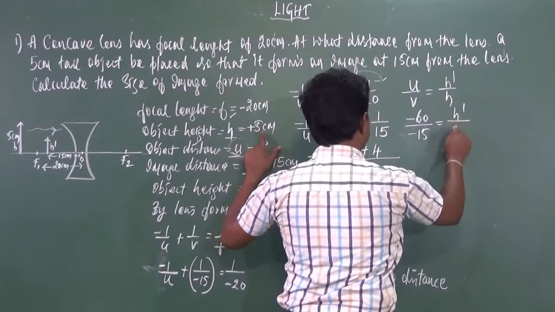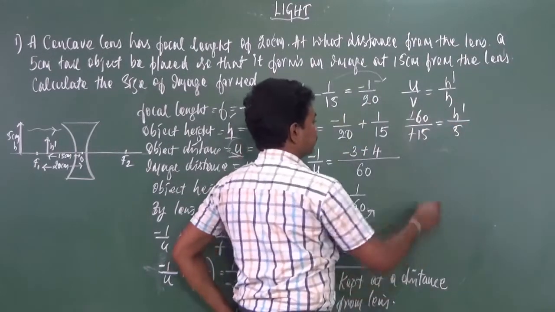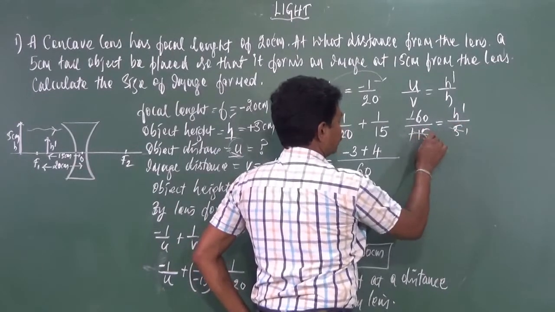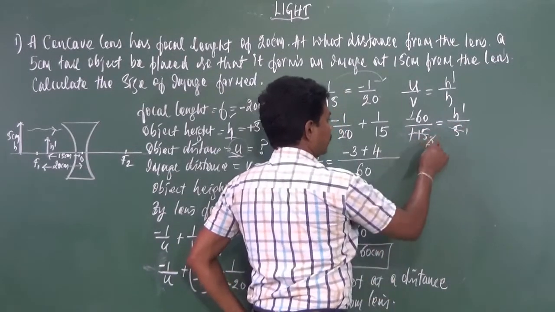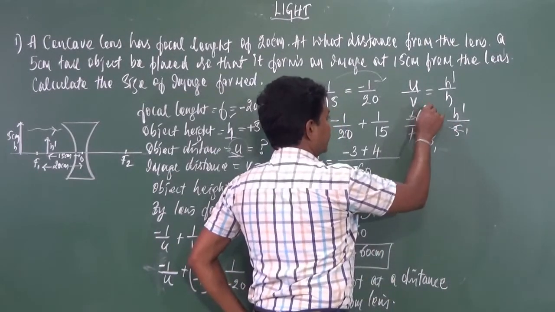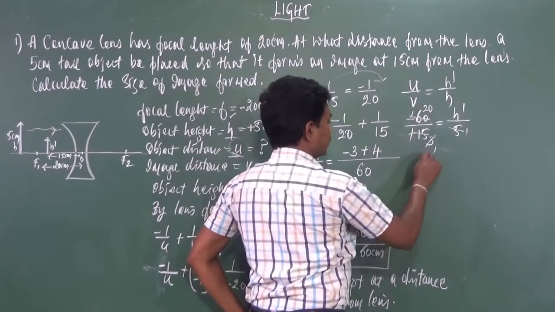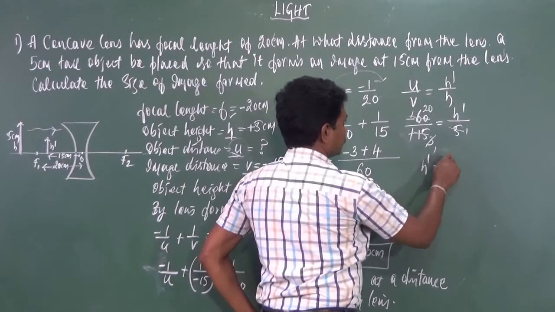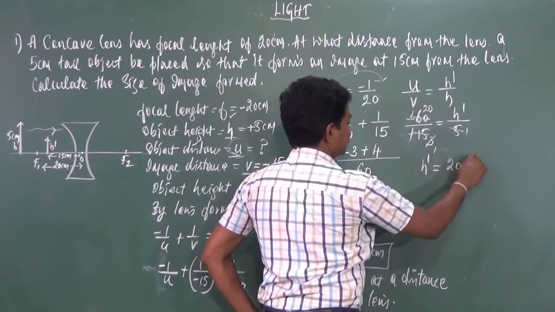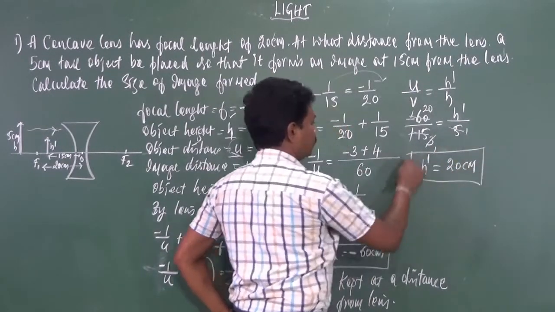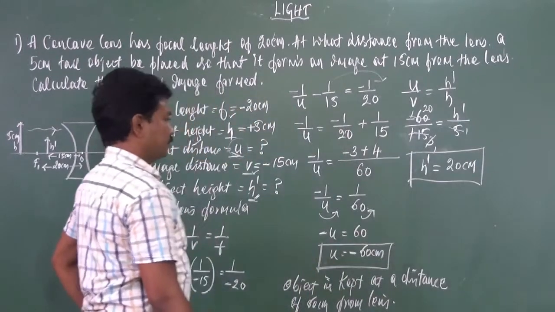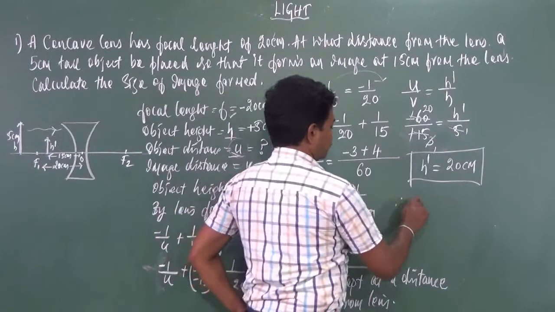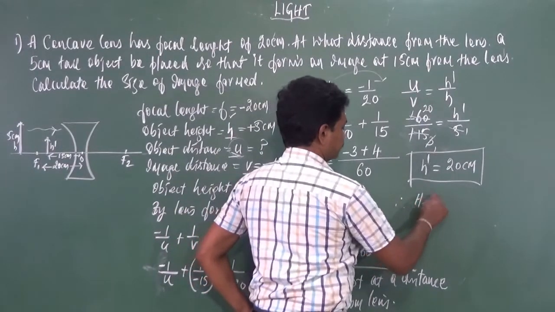H is 5. So minus and minus cancels. So 5 1 times, 5 3 times, you can divide this. 3 1 times, 3 20 times, you can divide this. So h dash is equal to 20 centimeters. So what is the height of the image formed? The height of the image which is formed is 20 centimeters.